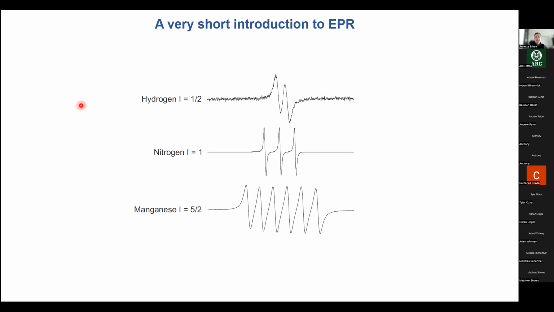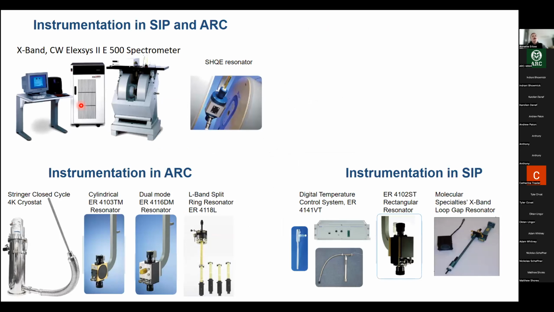Okay, so we need a magnet and we need radiation. That means we need an instrument. So in both our facilities, ZIP and ARC, what we have is a continuous wave Elexsys II E500 spectrometer from Bruker.